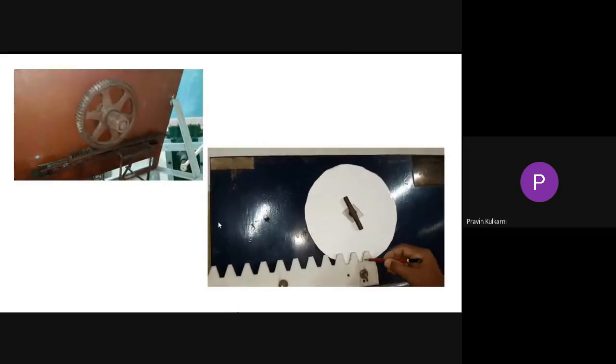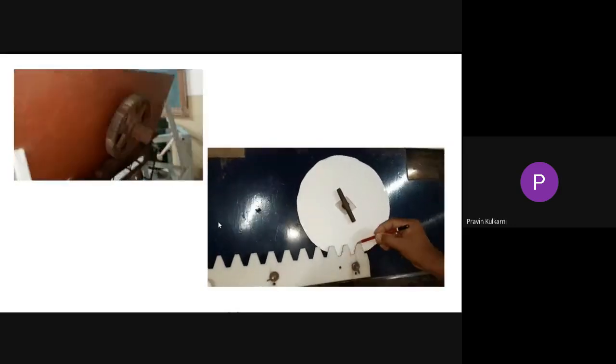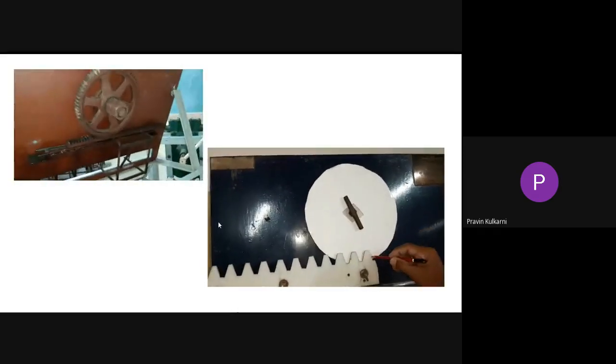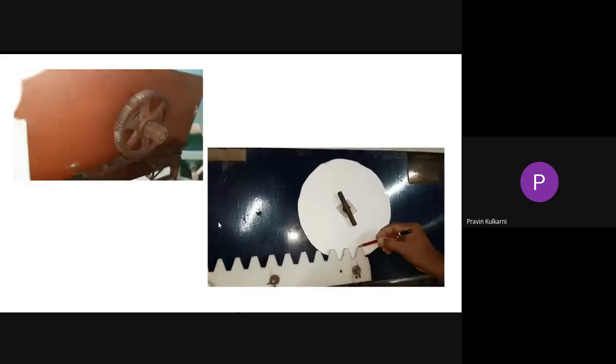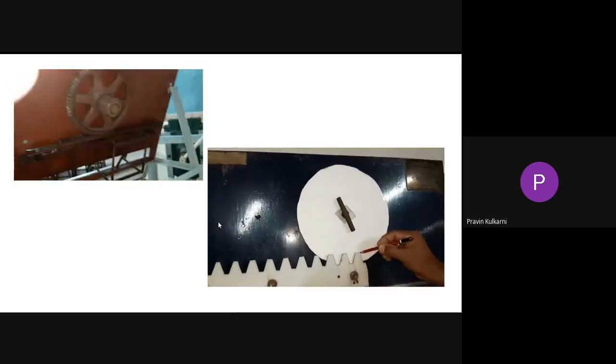The left one shows the back side of the setup, and the right one shows the process carried out to get the gear blank, which is a planar gear. This you have seen already, okay?